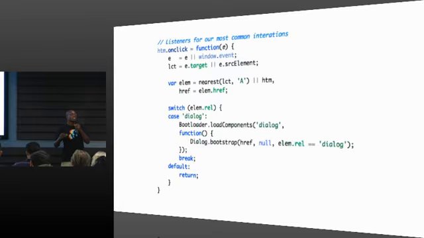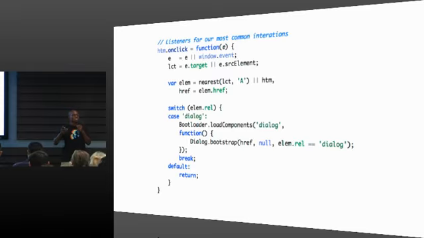So we're capturing all clicks on the page. We're looking to see if it's an anchor tag. If so, does it have a rel attribute? If so, is it a dialog? Cool. Then, like Tom said, we're able to bootload the dialog class and open up that dialog.